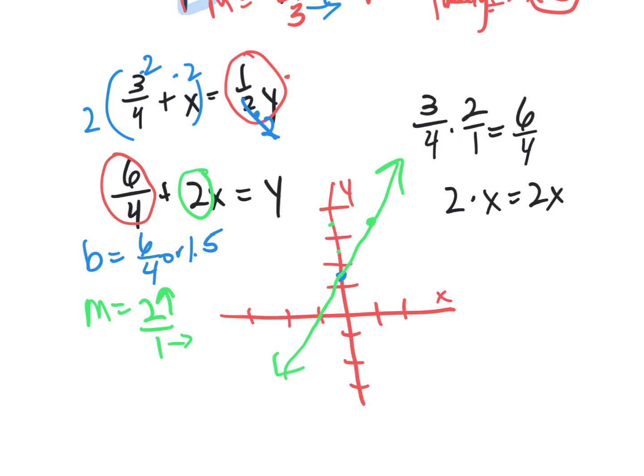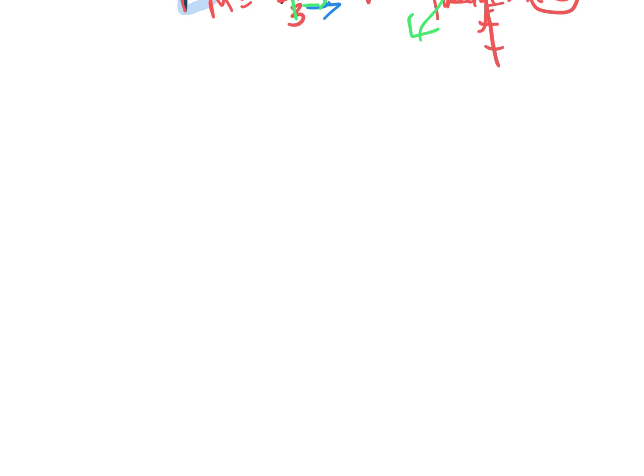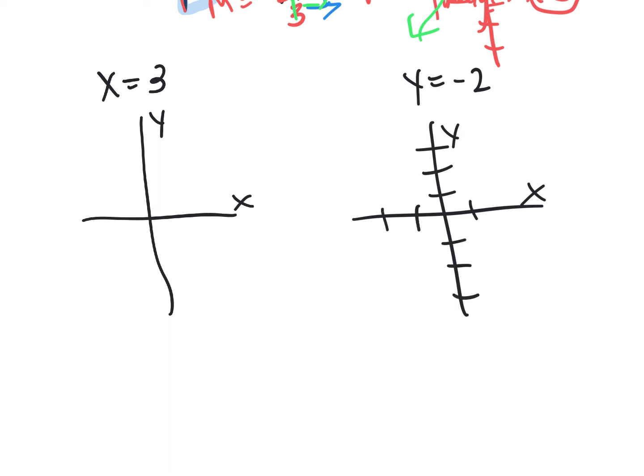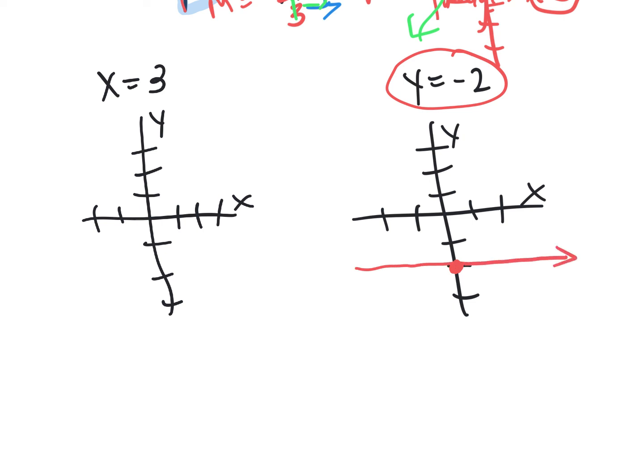Okay, then let's do 2 more. And then we did these yesterday. So if I had x equals 3 and y equals -2. Okay, so let's look at the y equals. So the y equals -2. So I have this on the y-intercept, and it's saying y is always -2.